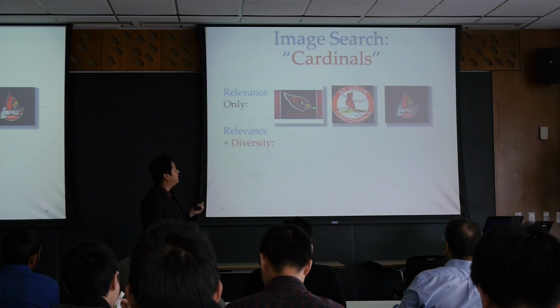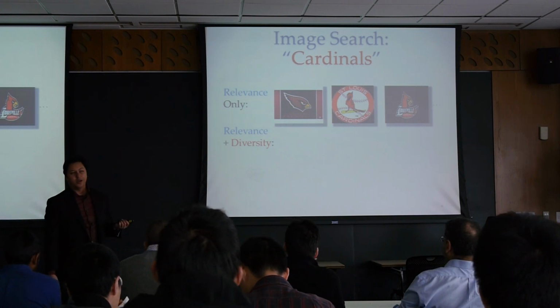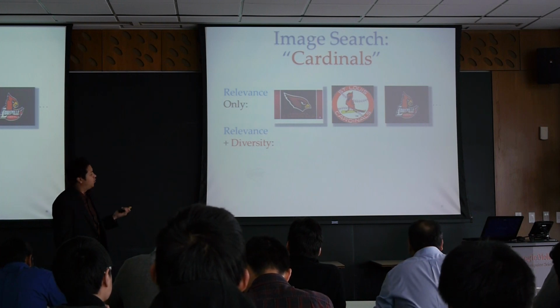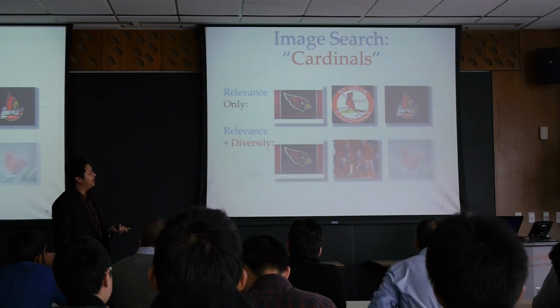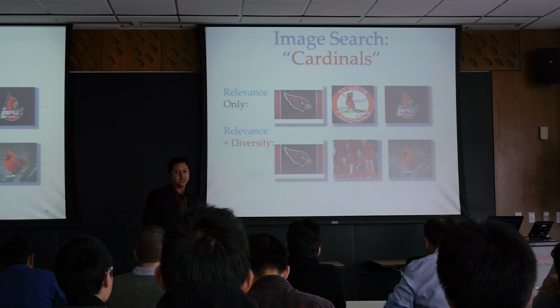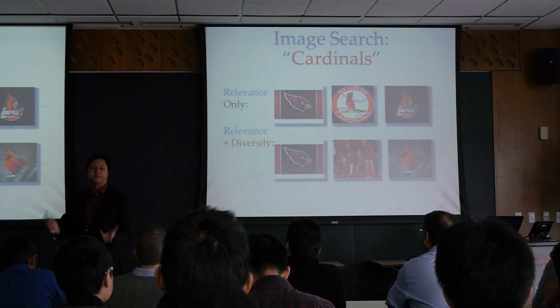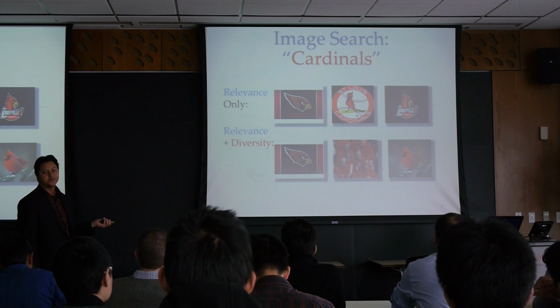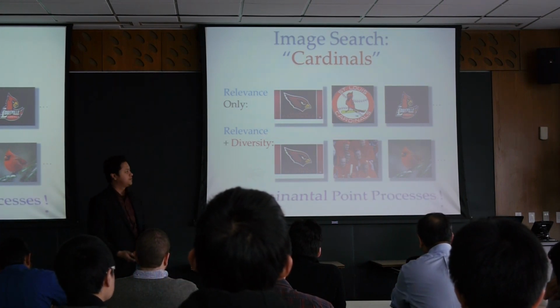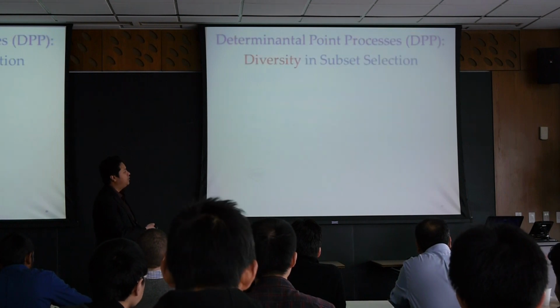The first 3 results are a bunch of sports teams. Well, it is nice if you're actually looking for the sports team, but what you ideally want to get is a more diverse set of results that encompass the word cardinals, right? So this is where DPP is useful. And how do you do this?